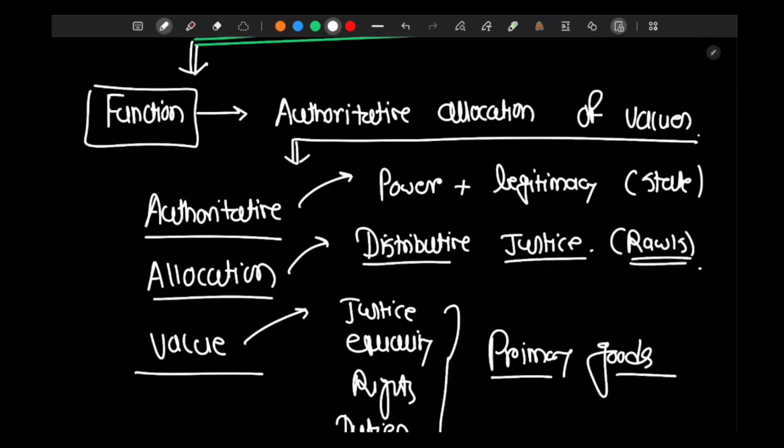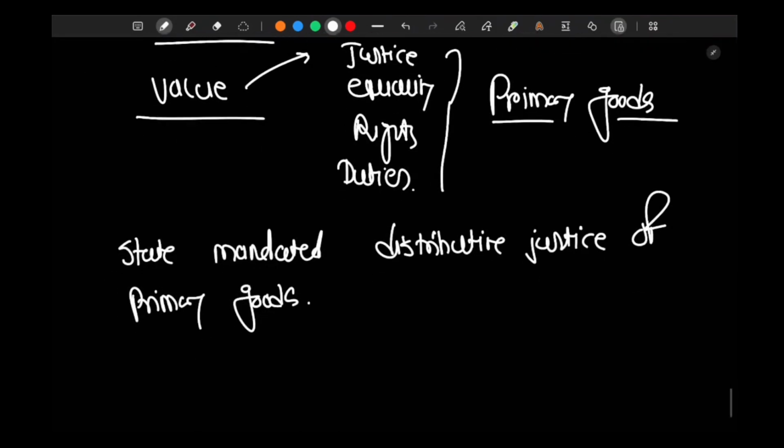Authoritative allocation of values, state mandated distributive justice of primary goods. All this we have seen before. So what is the state trying to do? It is trying to do distributive justice with respect to primary goods. What are primary goods? Primary goods are means to achieve life goals.